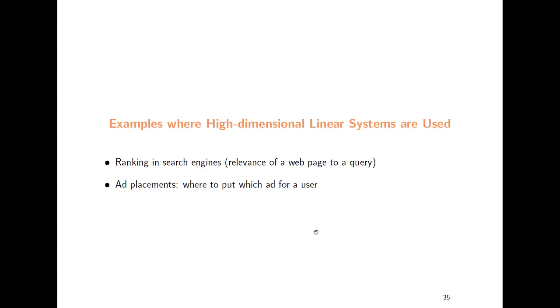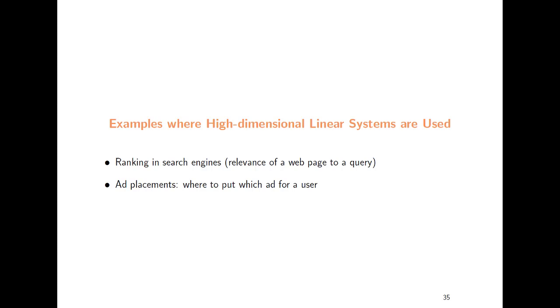Here are some examples where high-dimensional linear systems are used. One is the ranking in search engines, so the estimate of the relevance of a web page to a query, or in advertisement placement, where to put which ad for a given user, for example. But least squares regression and also penalized least squares regression is one of the most important tools in statistics. So if you study statistics or attend some lectures in statistics, this is one of their most important tools.